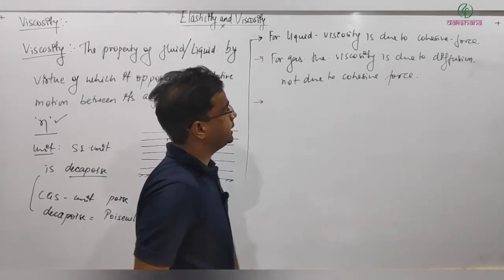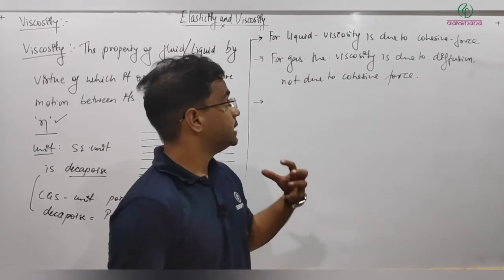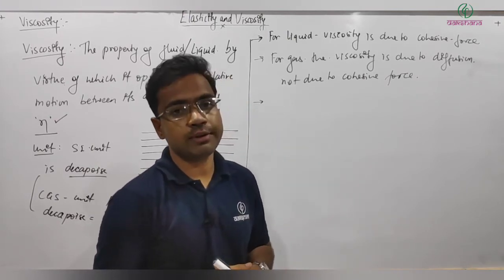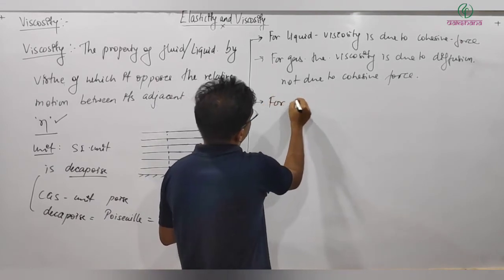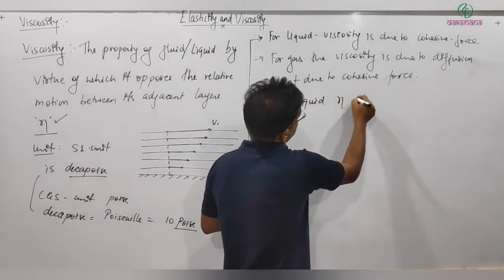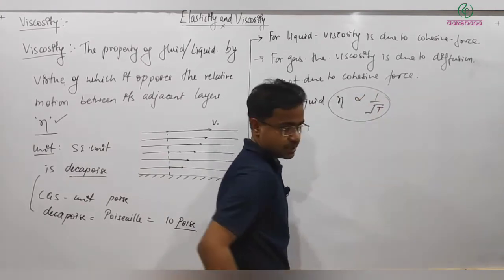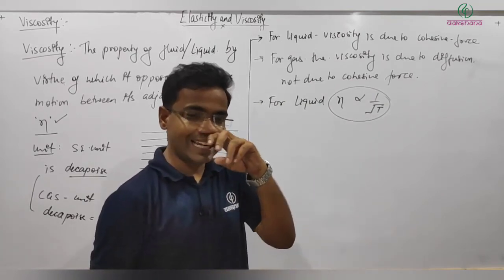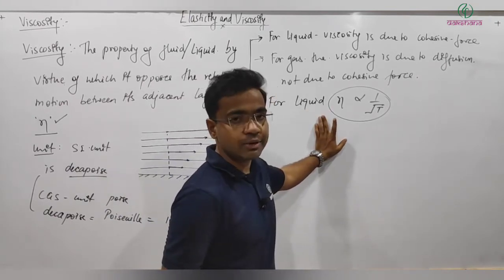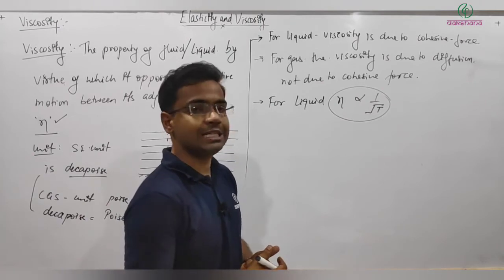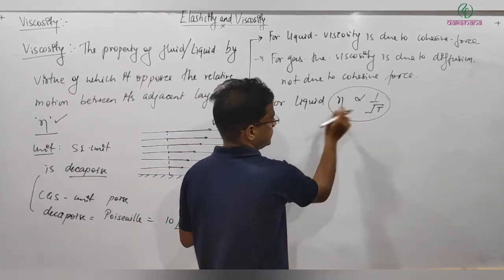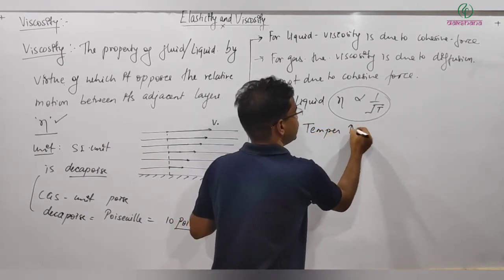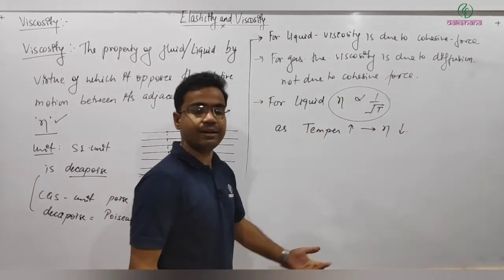What happens actually is, when temperature rises, the kinetic energy of molecules will increase for liquid. So for liquid, eta is inversely proportional to root T, temperature. As temperature increases, molecules have more kinetic energy and the effective cohesive force between molecules decreases. So the viscosity of liquid is inversely related to temperature. Temperature rises, viscosity decreases, and vice versa.